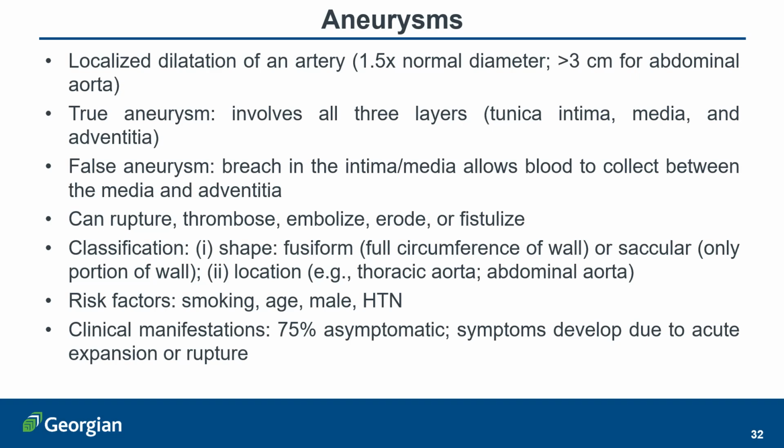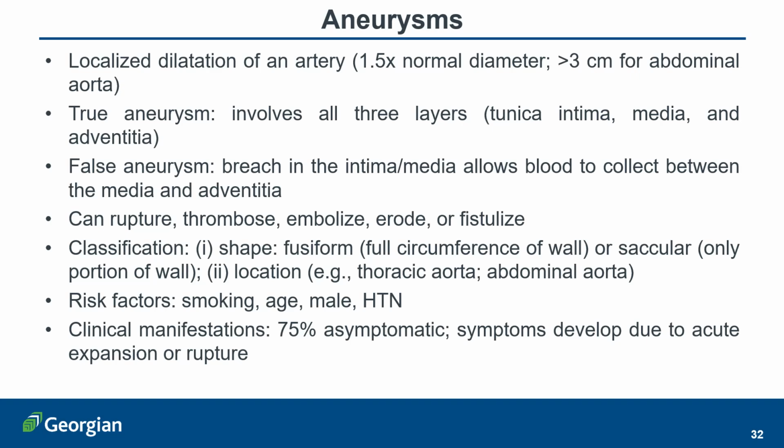In terms of the classification of aneurysms, they are classified based upon their shape. If the full circumference is affected, we call it a fusiform aneurysm. If only one part of the wall is affected, not the full circumference, but say half the circumference, then we call it a saccular aneurysm. In addition, aneurysms are classified based upon their location. If it is in the thoracic aorta, we call it a thoracic aortic aneurysm, or even more commonly, if it is in the abdominal aorta, we call it an abdominal aortic aneurysm, or AAA for short.